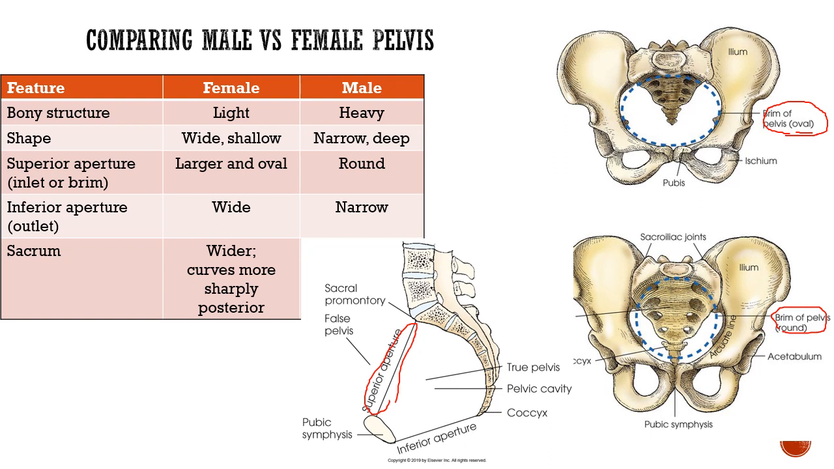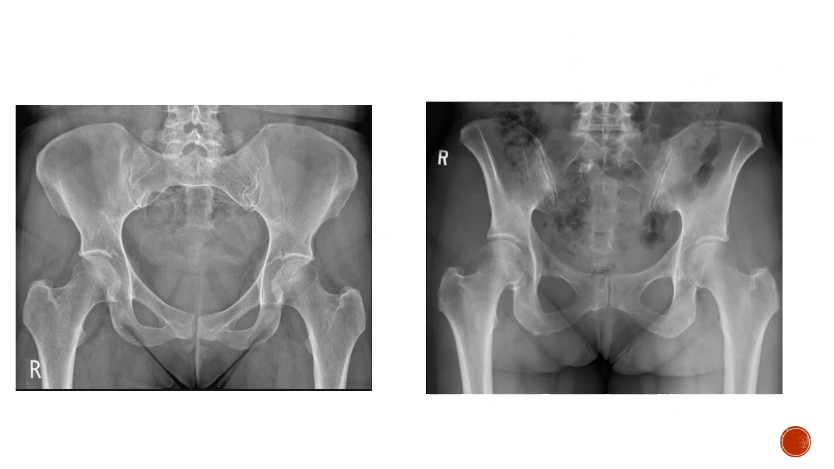On the inferior aperture, which is the lower portion between the pubic symphysis and the coccyx, it's very wide with the female and very narrow with the male. And then the coccyx is wider and curves more sharply posteriorly in the female. The image on the left is an image of a female patient versus the image on the right is that of a male patient.